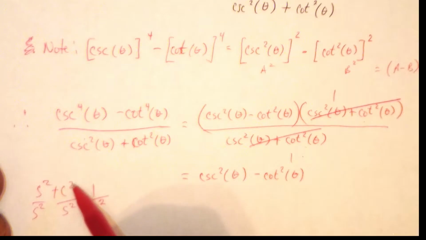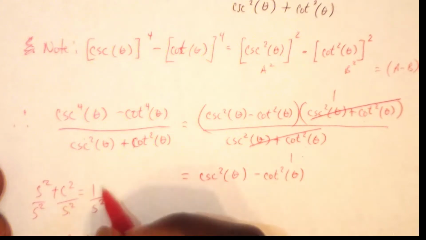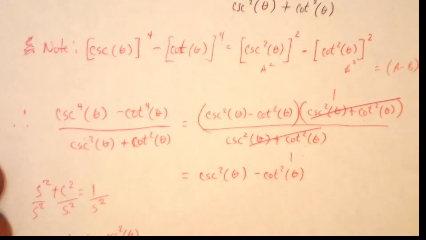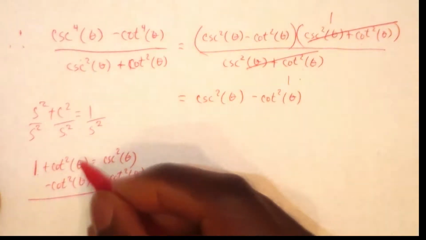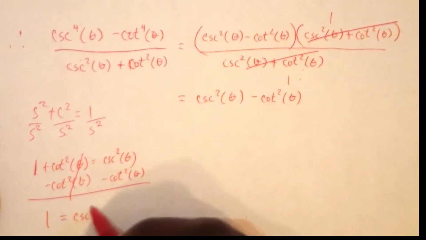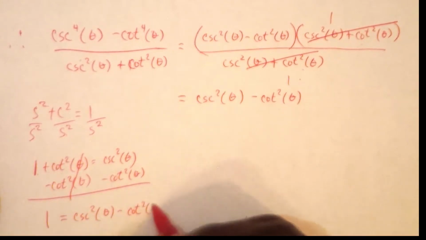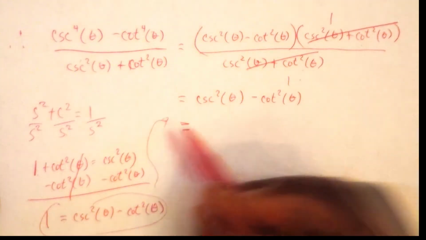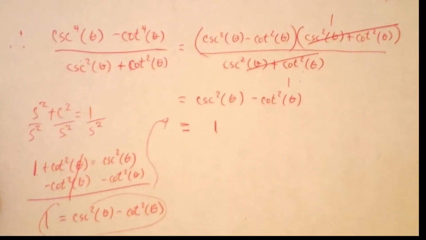So if we do that, then this is just 1. Cosine squared divided by sine squared is cotangent squared. And of course, 1 over sine squared is cosecant squared. So we see here that 1 plus cotangent squared theta equals cosecant squared theta. And if we subtract cotangent squared theta from both sides, then this ends up being 1 equals cosecant squared theta minus cotangent squared theta, which is exactly what this is. So this tells us that our result just ends up being 1.